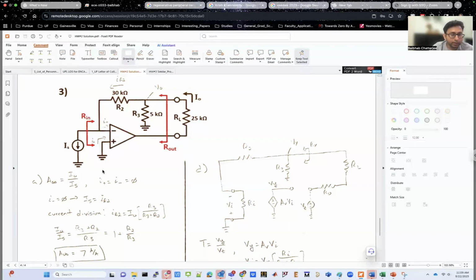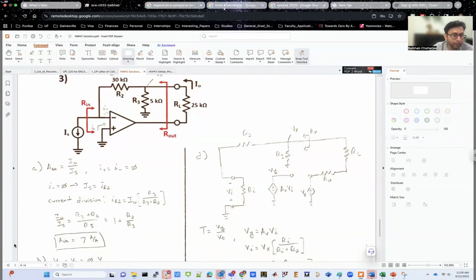Now your Rin was looking at this input terminal. So how do we find this out? Again, because of the virtual ground property, your inverting terminal as well as non-inverting terminal are forced to 0 volts. So this point is forced to 0 volts AC. This point is also forced to 0 volts AC. What that means is that if you have a current source at the input, let's say a test current source, so instead of IS, let's just connect a test current source at the input.